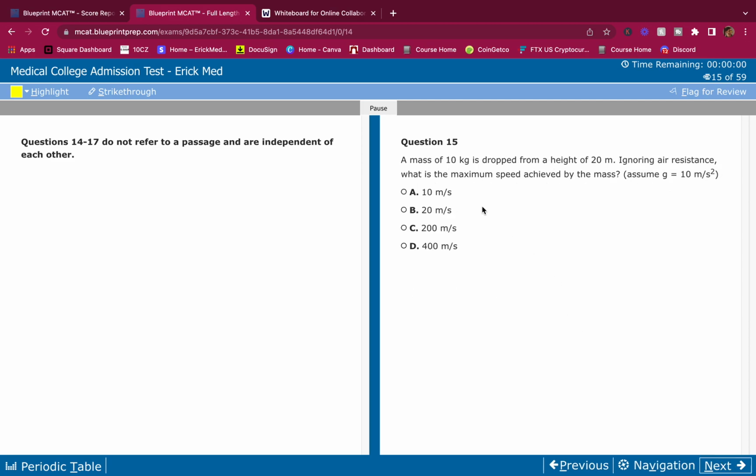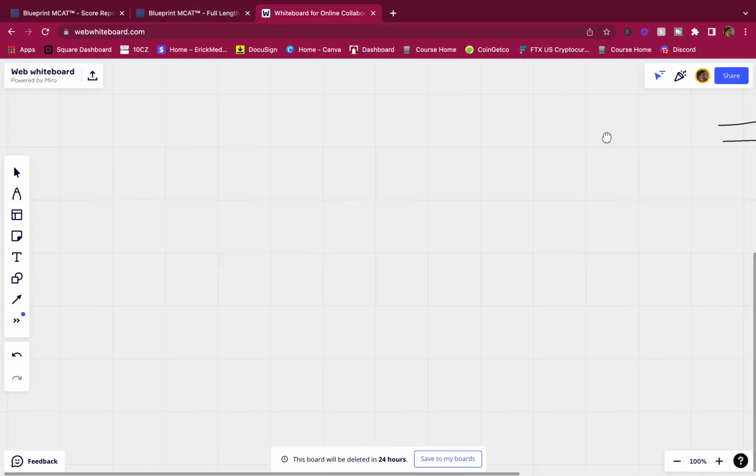A mass of 10 kilograms is dropped from a height of 20 meters. Ignoring air resistance, what is the maximum speed achieved by this mass? This is the conservation of energy. We're going from a height, from potential energy, to a speed, kinetic energy. You guys should know how to do this.